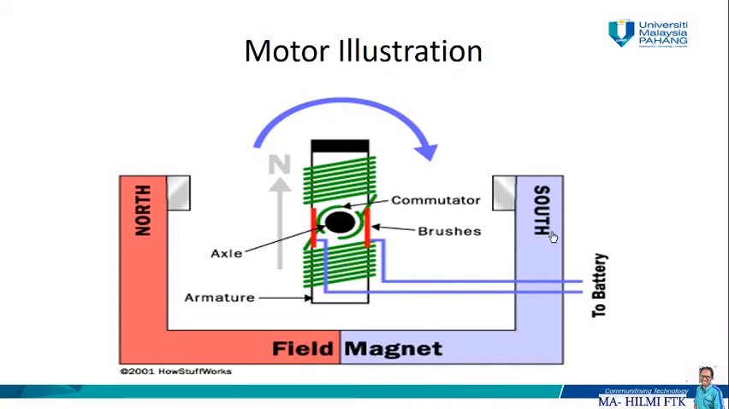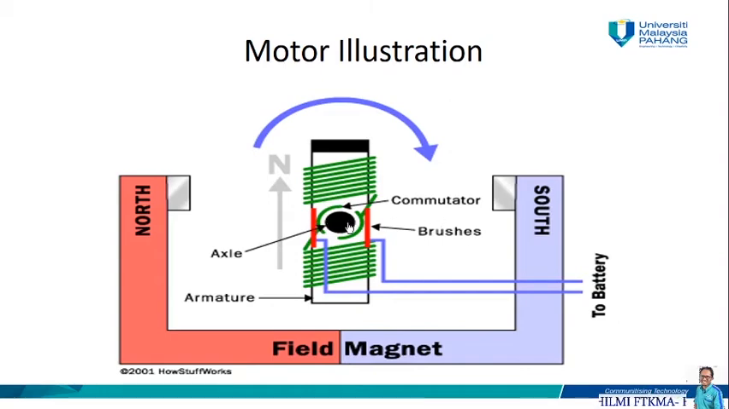The commutator is simply a pair of plates attached to the axle. So this is the commutator. And these plates provide the two connections for the coil of the electromagnet. The commutator and brushes work together to let the current flow to the electromagnet and also to flip the direction that the electrons are flowing at just the right moment or at the right angle.